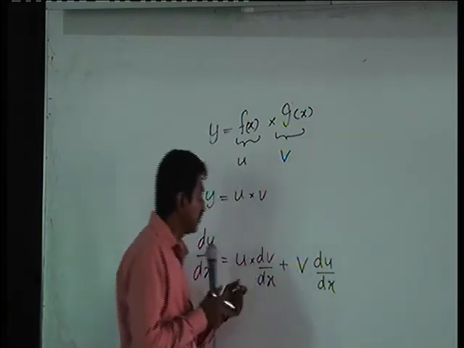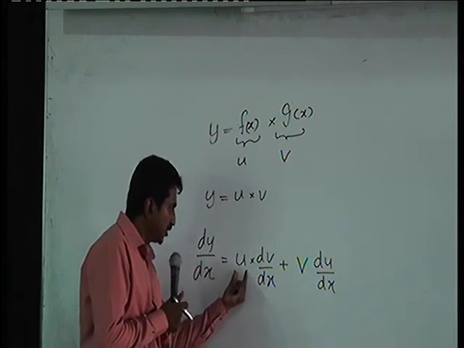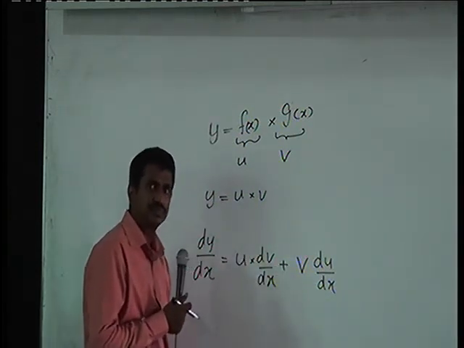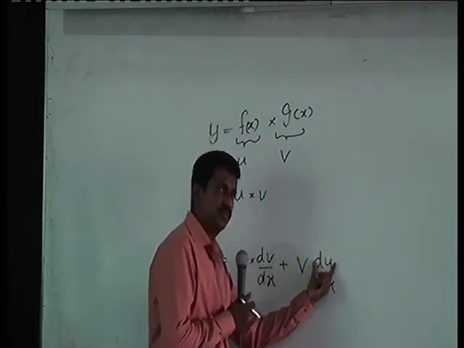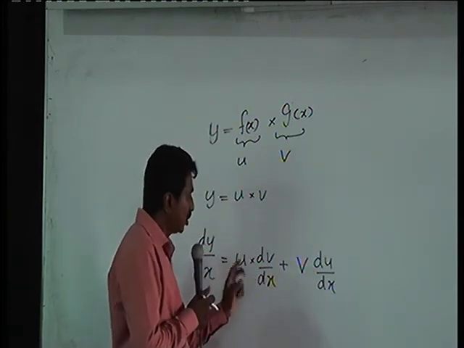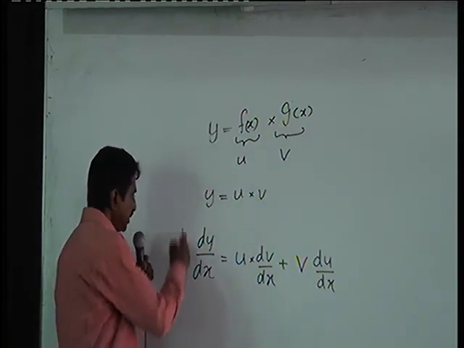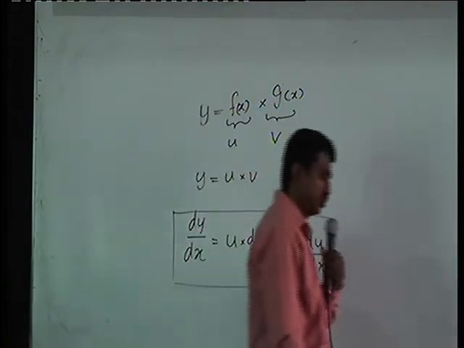It's very easy. First function times differentiation of second function, plus sign, second function times differentiation of first function. So you have to differentiate. This particular formula is for multiplication. So we'll do some examples.